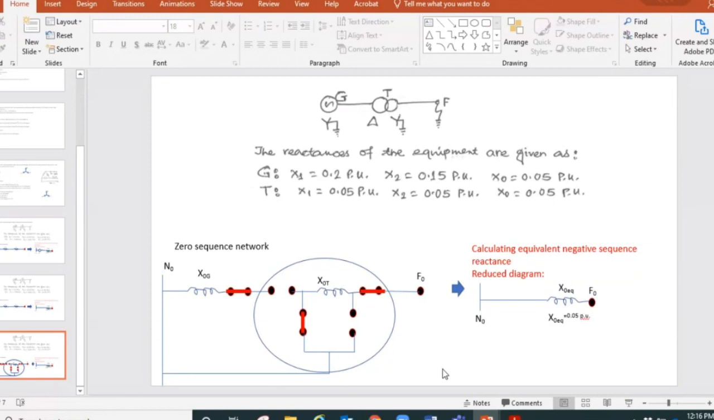Is that clear to everyone? We are over time, but it's okay. We managed to complete this one because I extended that part to the reduction of the networks and getting the equivalent reactance for each of those sequence networks. So we are in the middle. Thank you very much. Keep well.